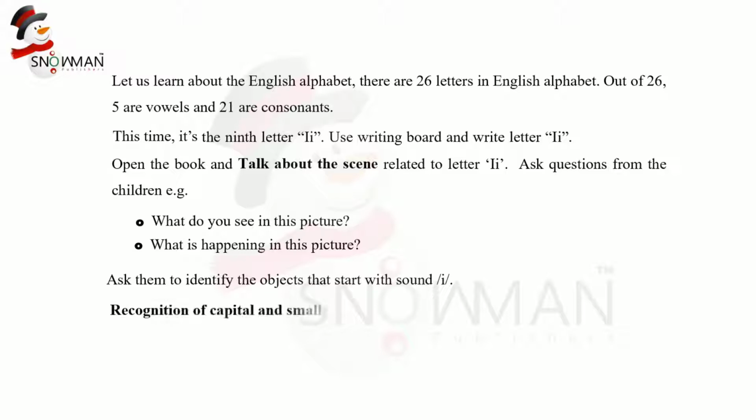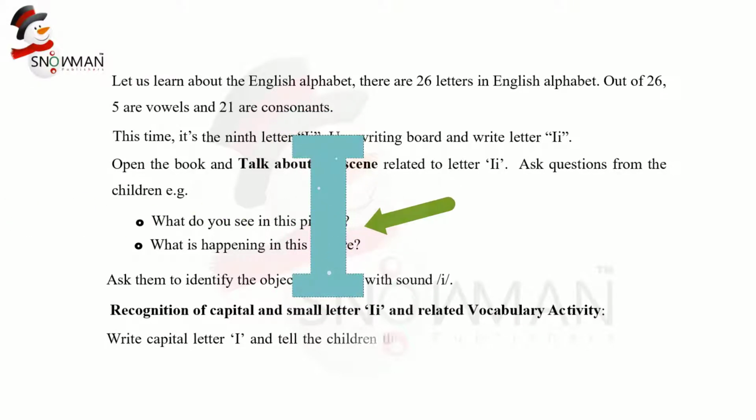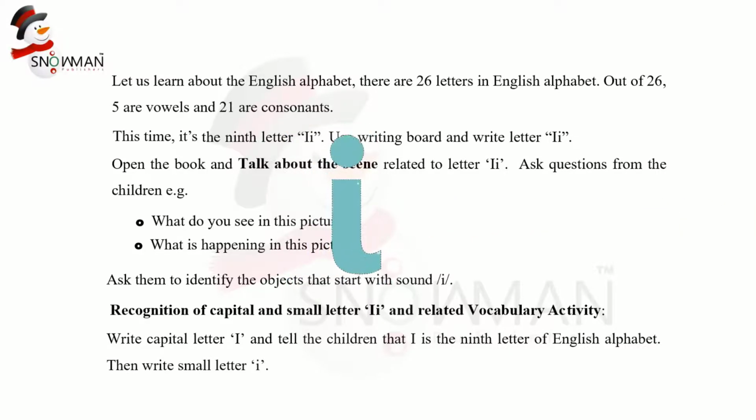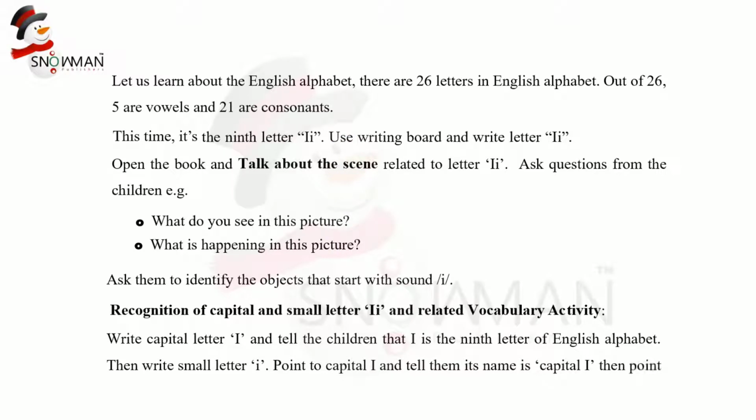Recognition of capital and small letter I and related vocabulary activity. Write capital letter I and tell the children that I is the 9th letter of the English alphabet. Then write small letter I. Point to the capital I and tell them that its name is capital I. Then point to small I and tell them that its name is small I. The sound of the letter remains the same whether it is capital or small. Tell the children that they will be recognizing capital and small letter I, learn its related vocabulary and write the capital and small letters I with correct formation.